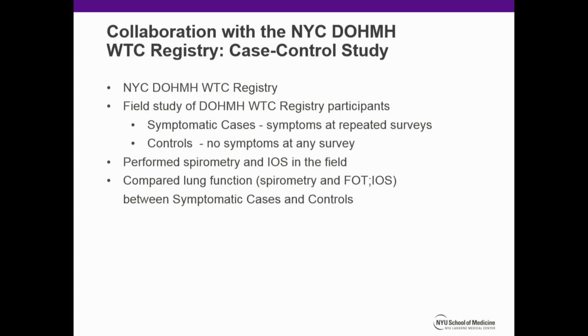So we collaborated with the New York City Department of Health, who were about to embark on a field study of their registry patients, and we did a case-control study looking at symptomatic cases and asymptomatic controls. All of them had been exposed, but these were patients who either had repeated reports of symptoms, or had no symptoms. And we performed spirometry and impulse oscillometry in the field. So in other words, one can do this in the field. It's actually relatively easy. And we compared lung function between these cases and controls.